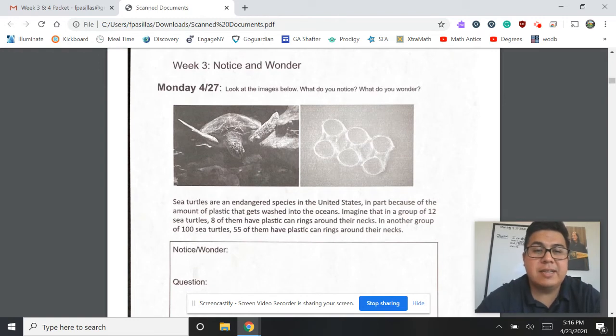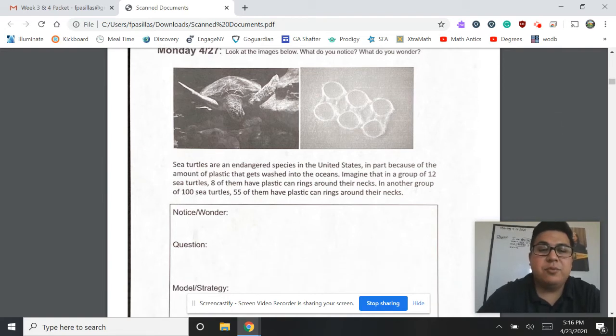You're going to notice that the date is Monday, 4/27. This is also going to match what's on Google Classroom. When they look at their assignment, they're going to look for Monday, 4/27. For this notice and wonder, you are going to read this paragraph. You're going to look at this image and you're going to ask yourself, what do you notice and what do you wonder? Now, students, we know that this is something that's not new to us. We did this every day in class.